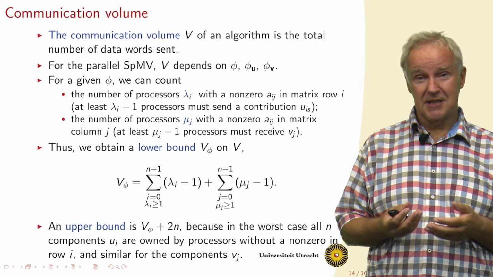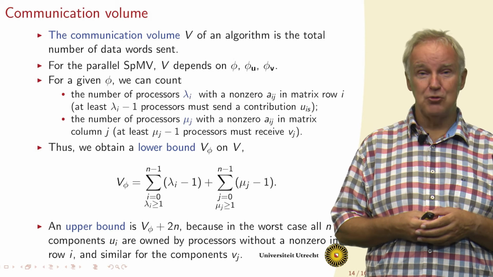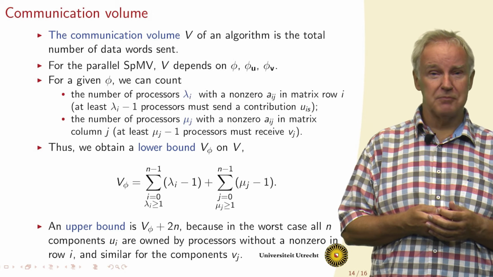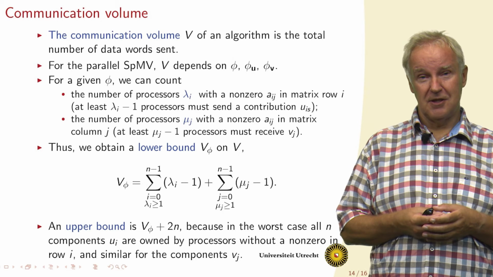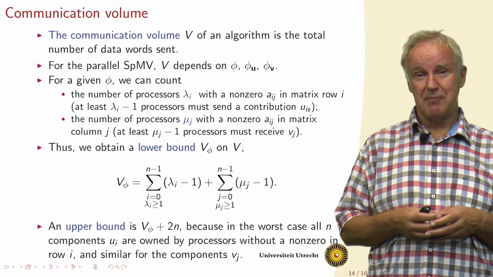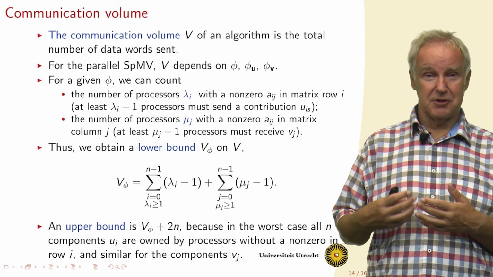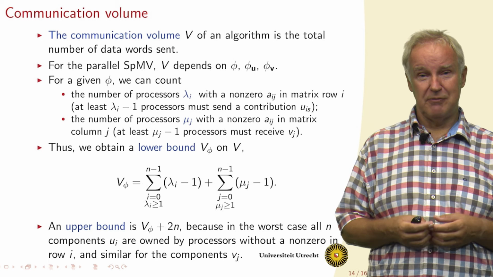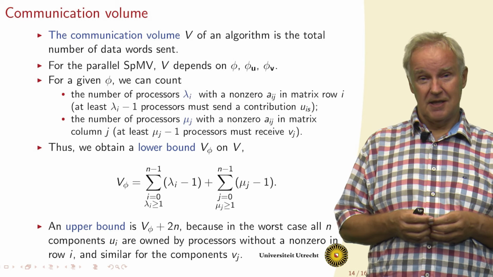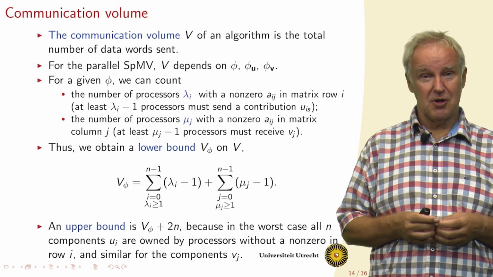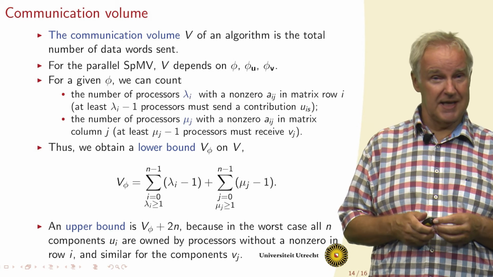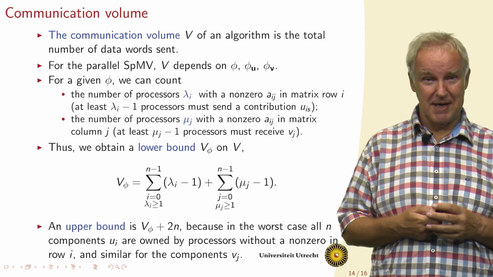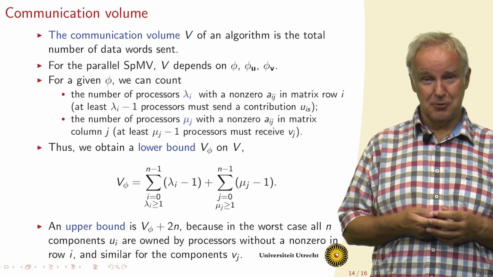Okay, so summing this, and we also define mu j similarly for the columns, we get an expression: the sum of lambda I minus 1 plus the sum of all the mu j minus 1 gives V phi. And then if we want an upper bound on the communication, we have to add 2n, because then we just have to skip those minus 1s, and we get 2n extra.